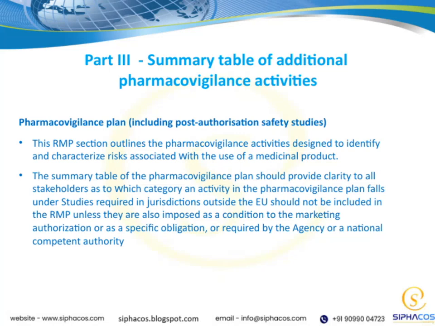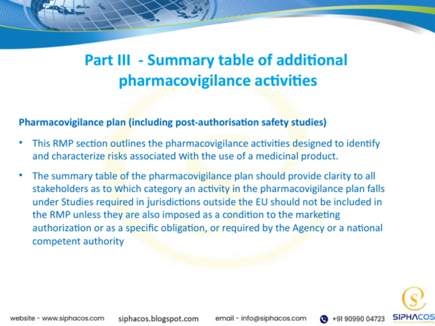On this slide, we're focusing on the pharmacovigilance plan, which includes post-authorization safety studies. This part of the risk management plan, or RMP, outlines the specific activities we undertake to identify and better understand the risks associated with our medicinal product. The key idea here is to ensure that all stakeholders have a clear view of what we're doing to monitor safety. That's why we include a summary table of these activities.